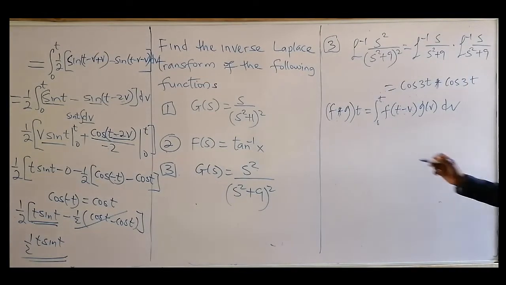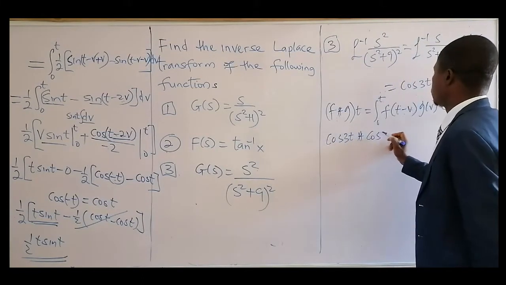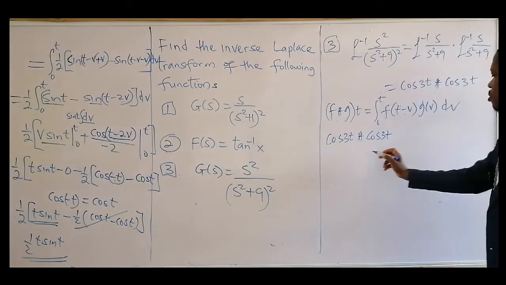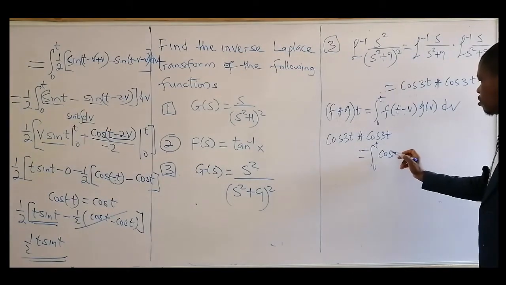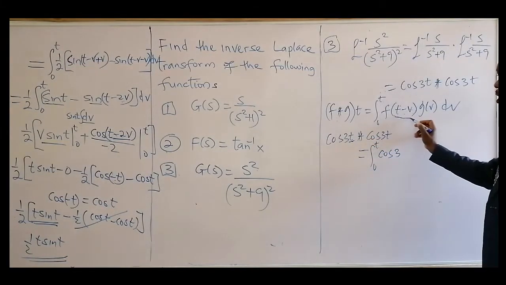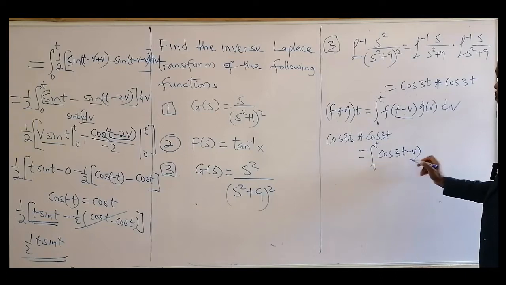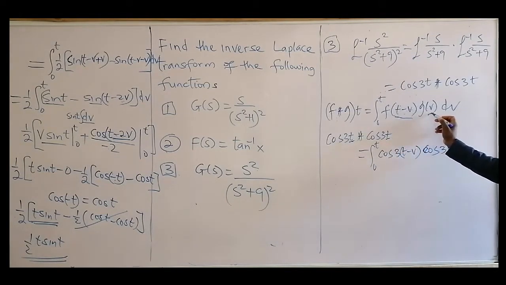So we have cos 3t convolved with cos 3t, and that will be equal to the integral from 0 to t. For the first function, we substitute t minus v, so it is cos 3 of t minus v. For g, the second function, we substitute v, so it is cos 3v, and then dv. That's what we have now.